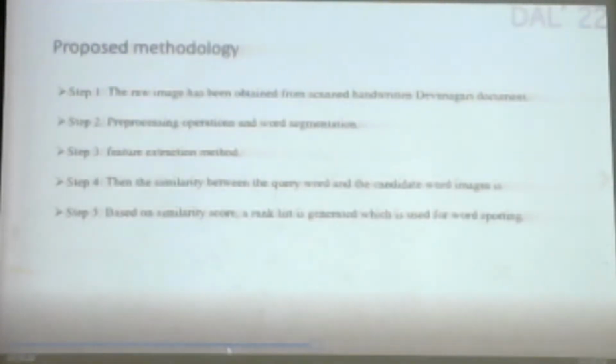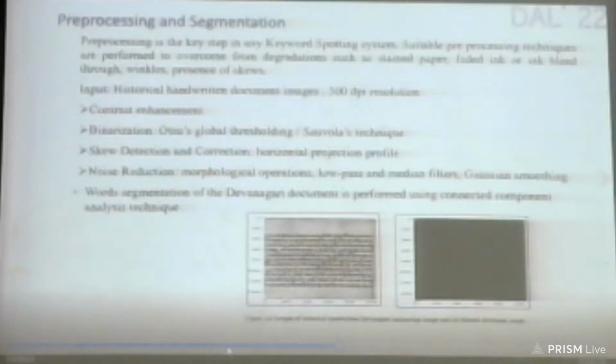So this is the proposed methodology. In step 1, the raw image is obtained from the scanned historical document. In step 2, it is subjected to pre-processing operations as well as segmentation. In step 3, feature extraction is performed using 2 stages, using 2 methods. In both methods, the similarity between the given query word and the segmented candidate word images is compared, and based on the similarity score, the rank list is generated, which is used for spotting the words.